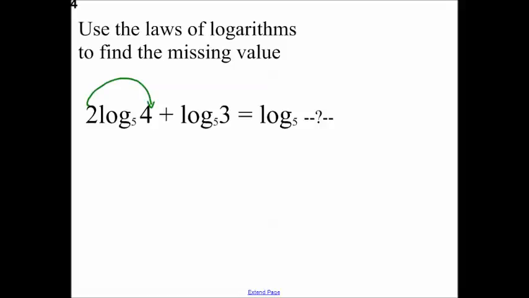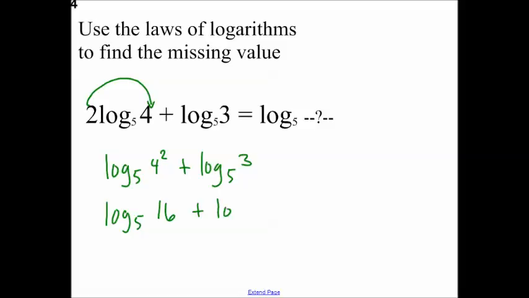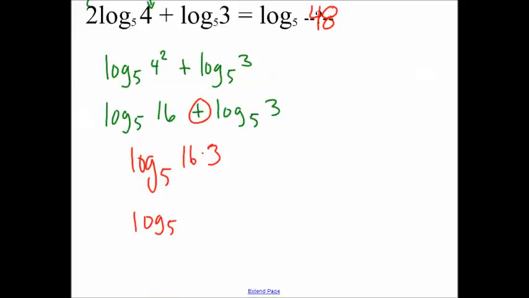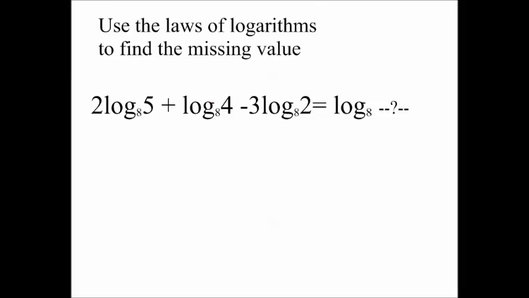The power rule tells me I'm going to do that. And you need to do exponents before multiplication, just like you kind of learned PEMDAS, right? We need to make sure we do exponents before multiplication. So then I have log base 5 of 16 plus log base 5 of 3. And because of the plus sign, we know that means multiply 16 and 3 together, and that ends up with 48. So we have log base 5 of 48. So we're just practicing using these laws so we can evaluate things later.